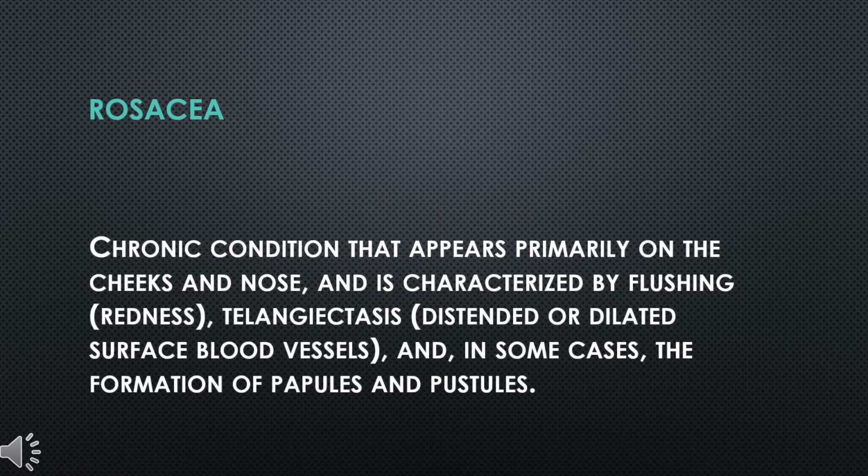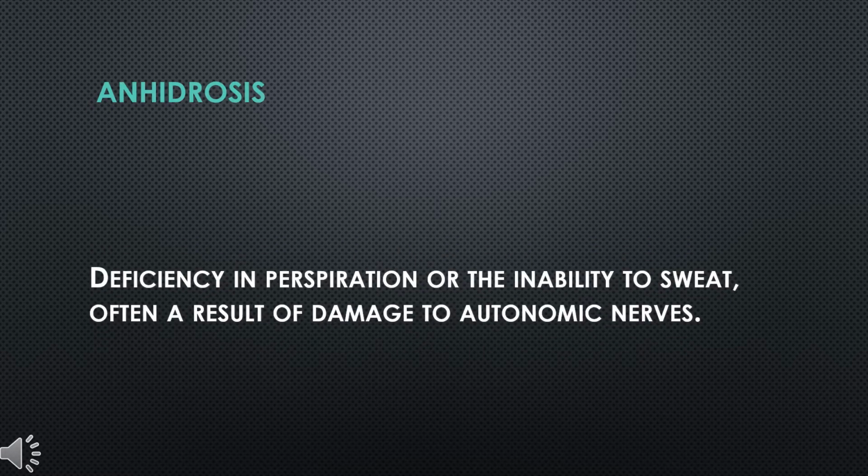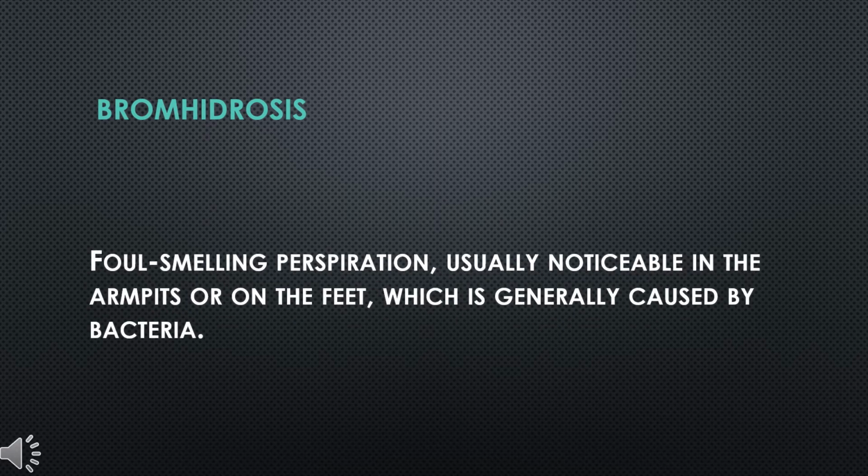Rosacea. Chronic condition that appears primarily on the cheeks and nose, and is characterized by flushing, redness, telangiectasis, distended or dilated surface blood vessels, and, in some cases, the formation of papules and pustules. Anhidrosis. Deficiency in perspiration or the inability to sweat, often a result of damage to autonomic nerves. Bromhidrosis. Foul-smelling perspiration, usually noticeable in the armpits or on the feet, which is generally caused by bacteria.